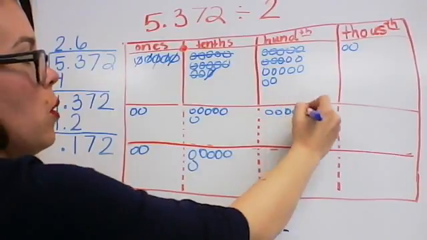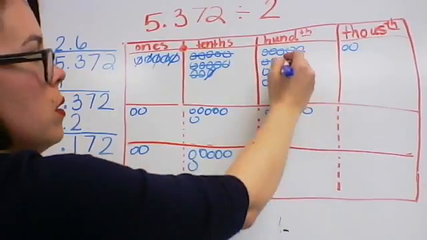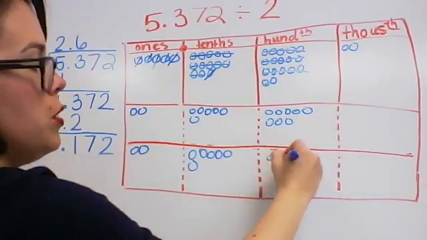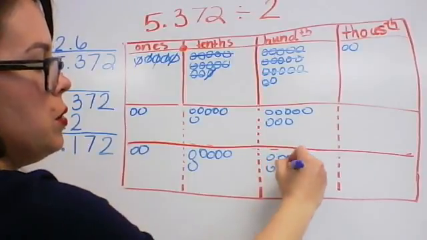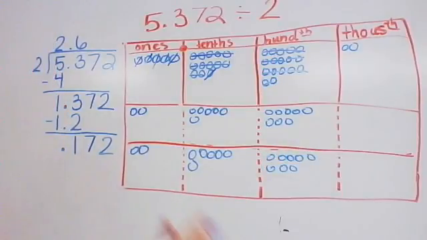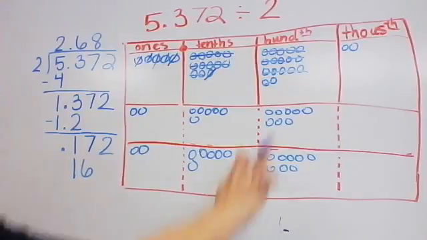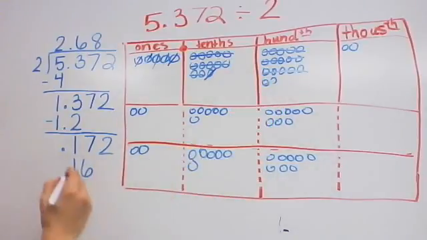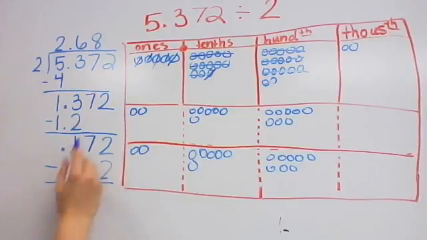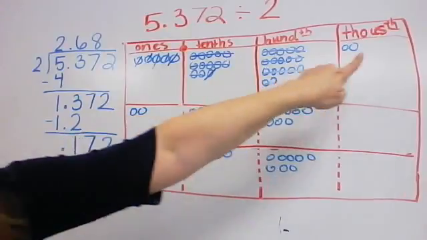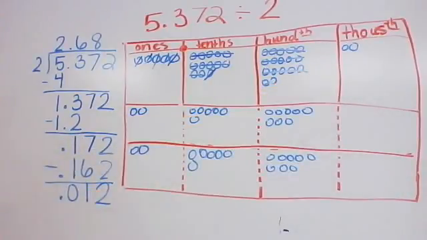1, 2, 3, 4, 5. 1, 2, 3. And 1, 2, 3, 4, 5. 1, 2, 3. Okay, so there are 8 hundredths in each group. I used 16 of my hundredths, and I have 1 hundredth remaining. So in the traditional algorithm, we can see that when we subtract here, we have 1 hundredth remaining, and still my 2 thousandths.